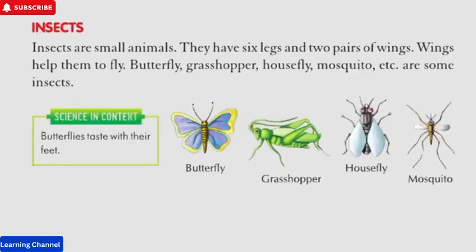Another example of animals is insects. Insects are small animals. They have 6 legs and 2 pairs of wings. Wings help them to fly. Butterfly, grasshopper, housefly and mosquito are some examples of insects.